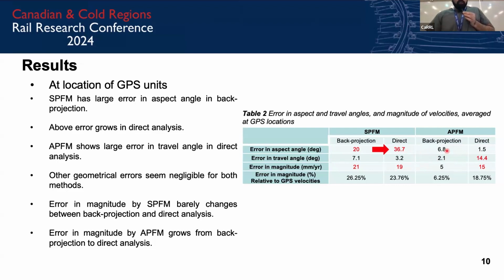How about the errors in the magnitudes of the velocities? As you see, as interpreted by SPFM, both in back projection and direct analysis, the errors are large, but without any meaningful differences between back projection and direct analysis. The same is true for APFM. If you look at these errors, both in geometrical parameters and the magnitude of total velocity, we'll see that SPFM is just rotating vectors without touching the magnitudes of velocity. And APFM is overestimating the vertical component, which makes the error in travel angle larger and also makes the error in the magnitude of total velocity larger.